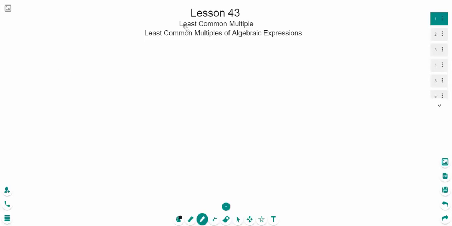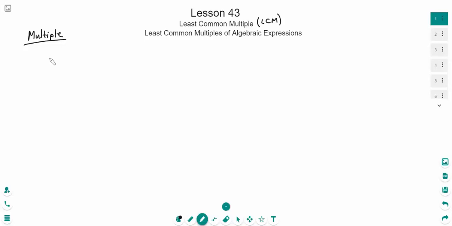Before we talk about the least common multiple, or the LCM, as it is sometimes referred to, let's talk about what a multiple is. That's kind of important. So, what is a multiple? A multiple is the answer to a multiplication problem which involves a given factor.